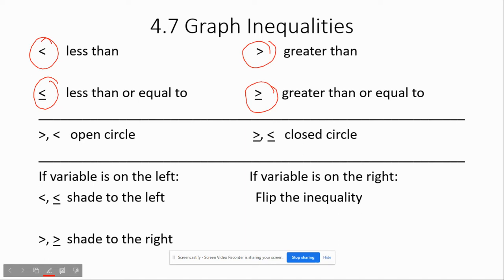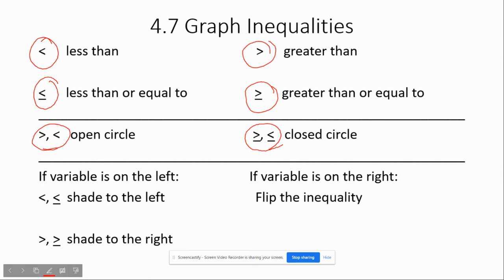Now we're going to graph these on a number line. So if they are just less than or greater than without the or equal to part underneath it, then you're going to use an open circle. And I'll explain that more on the next slide whenever we're doing the graphs. If they are or equal to, so they have a line underneath them, that means that they're going to be a closed circle. That means they're including the number because it can be equal to that number.